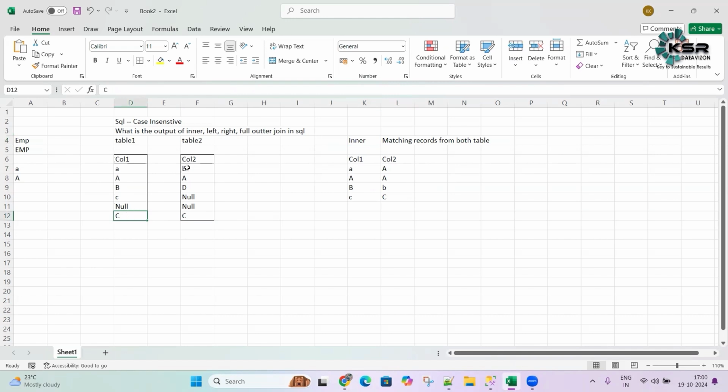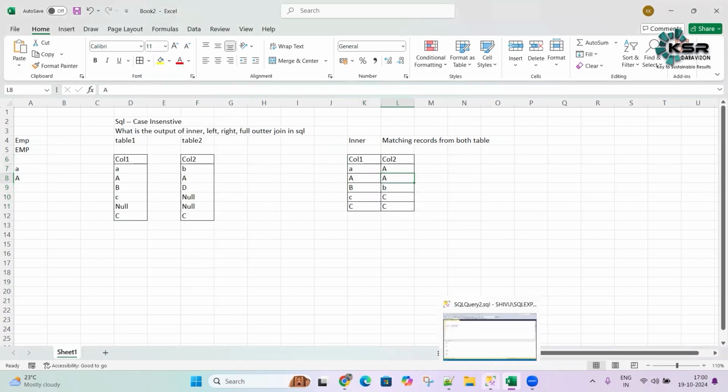Now C, let's again see here. For all of these it doesn't match, and it only matches with a C. So it's a capital 'C' here, and again a capital 'C' here. So this is the output of the inner join. It's a simple matching technique which we did, and from the input we came up with this output.